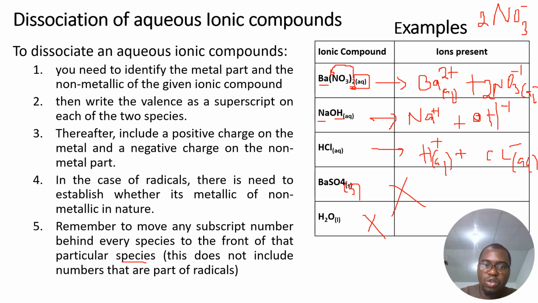So in conclusion, on how to dissociate ionic compounds, we are saying look out for the aqueous symbol. If something is aqueous, then it means you can split. If it's not aqueous, it means you can't split. Please take note of that. This topic is going to be very important as you progress through your chemistry course.